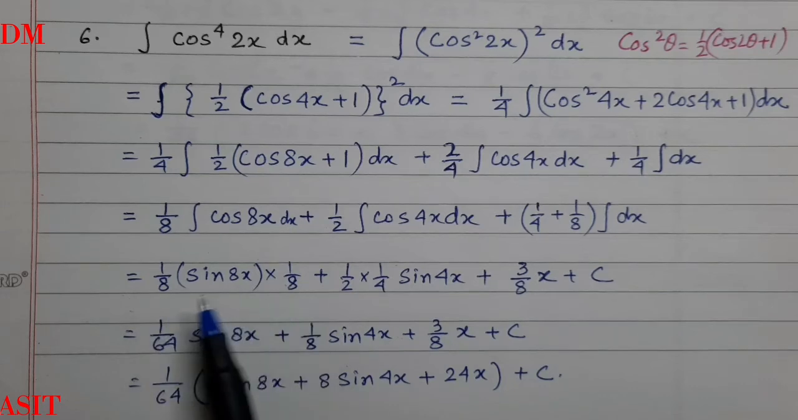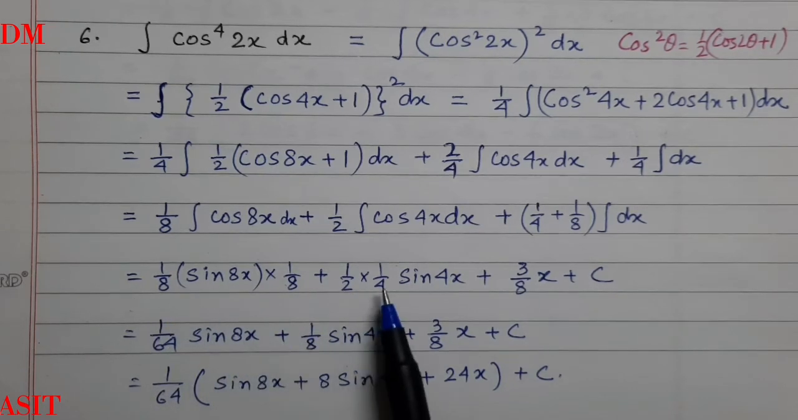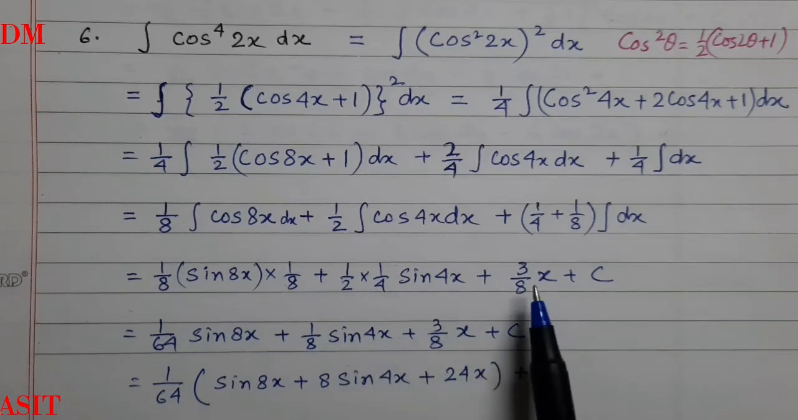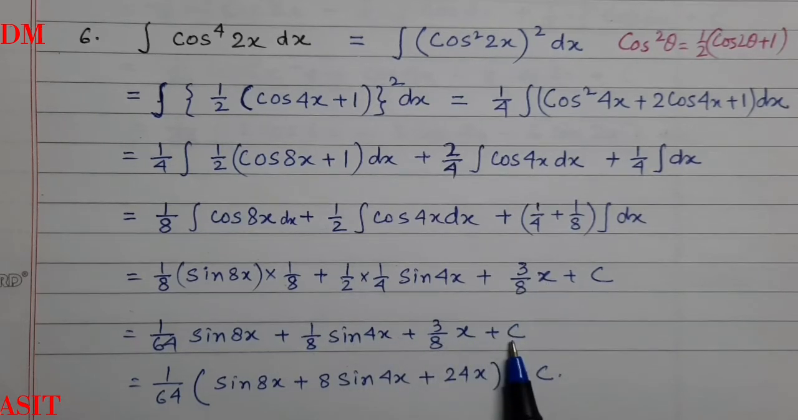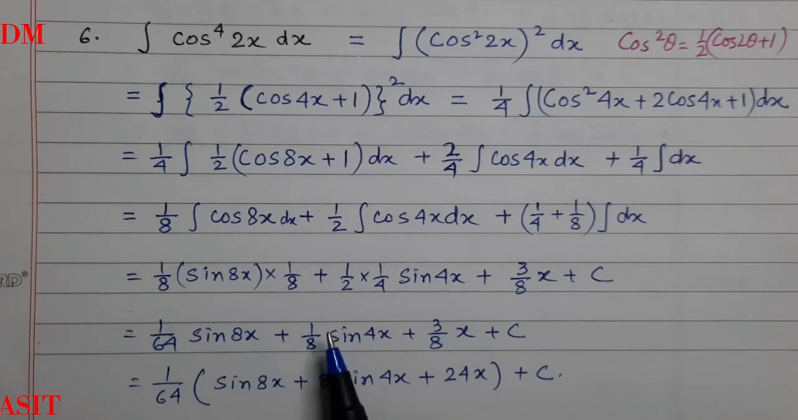So this will be 1 by 64 sine 8x plus 1 by 8 sine 4x plus 3x by 8 plus c. Now we can take 1 by 64 common. Since 64 is the LCM of all these denominators, we can take 1 by 64 common. Then it will be only sine 8x plus, 8 will be multiplied here, because if we multiply 8 in the denominator, then only we can get 64. So we need to multiply 8 here also. So therefore it will be 8 sine 4x plus, again same thing, 3 into 8, 24x plus c.